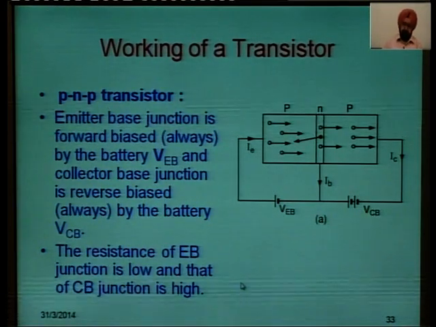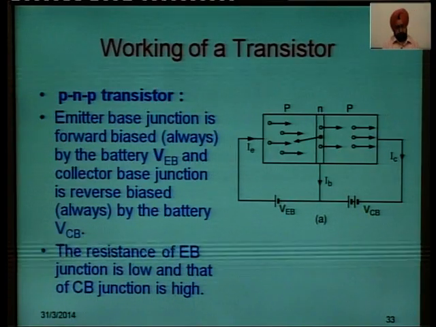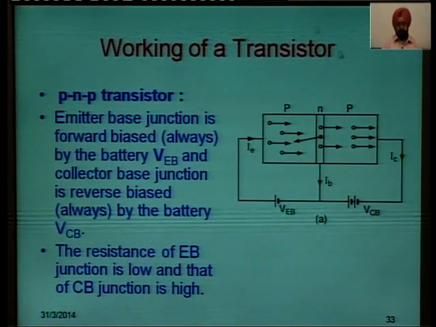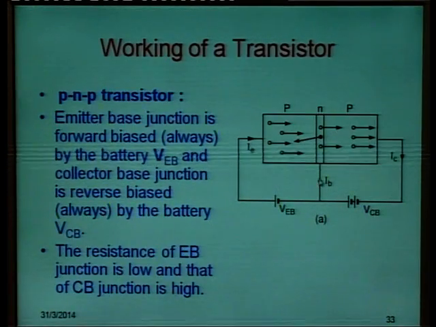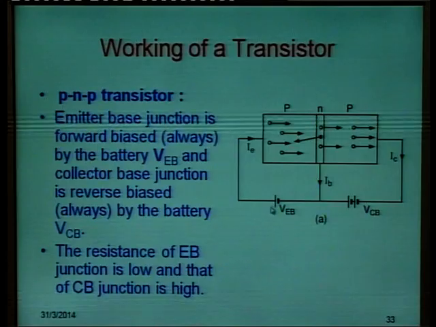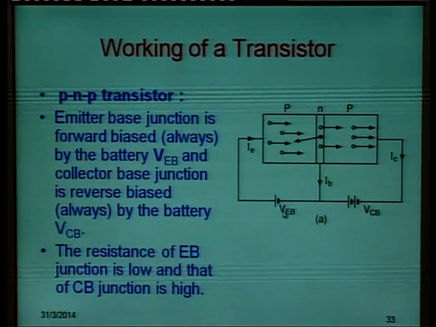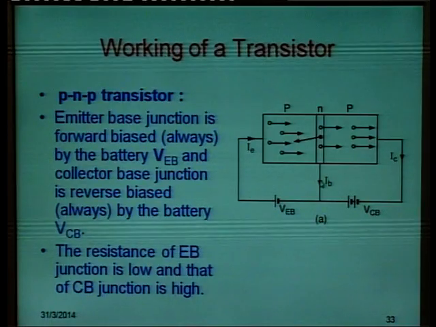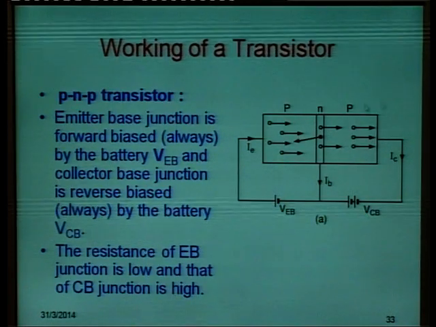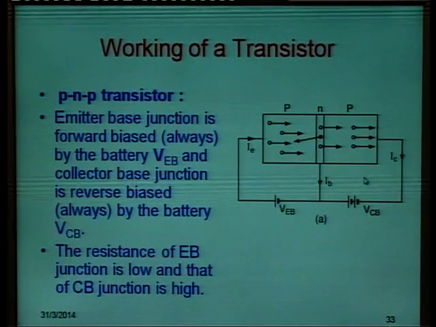Now, let us study the working of a transistor. This is a PNP transistor. Remember, emitter base junction is always forward biased. This is forward biased by this battery which has been named VEB, that is voltage between emitter and the base. And remember that collector base junction is always reverse biased.